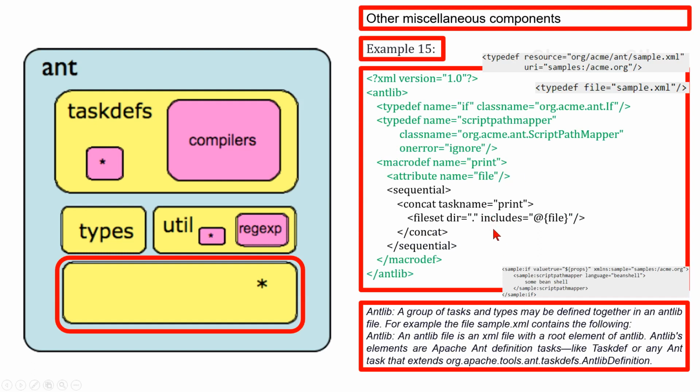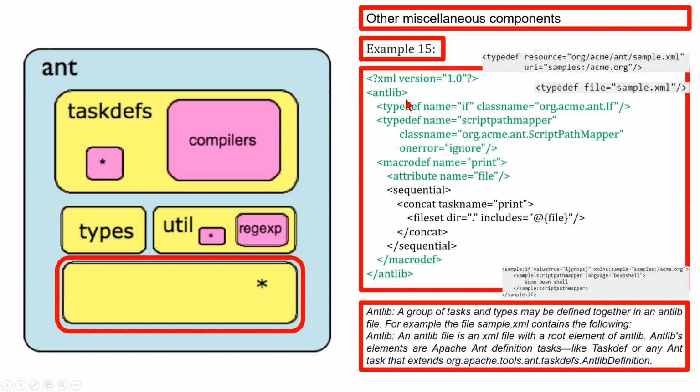Now we are focusing on antlib. A group of tasks and types may be defined together in an antlib file. For example, the file sample.xml contains the following. An antlib file is an XML file with the root element antlib. Antlib's elements are Apache Ant definition tasks like taskdef, or any Ant task that extends org.apache.tools.ant.taskdefs.AntlibDefinition.